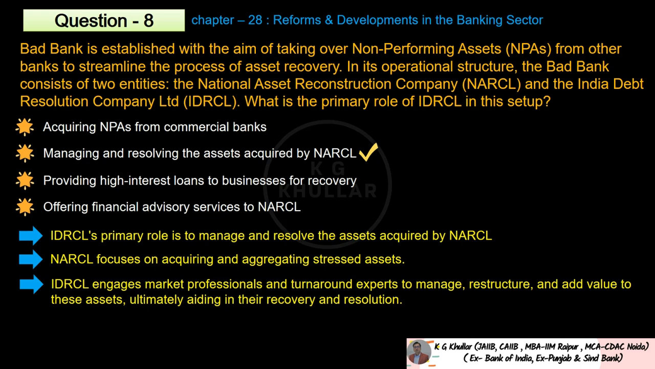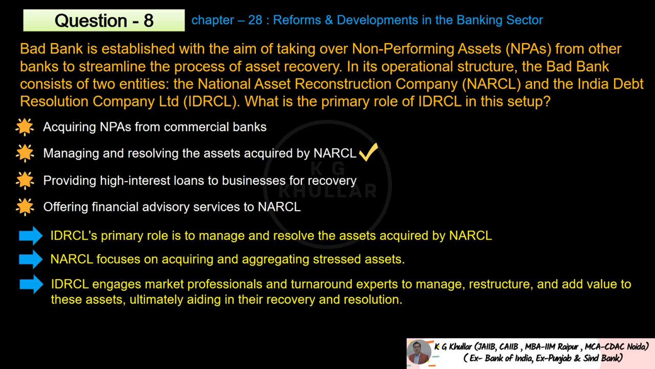Now friends, this is an important question, so please note, in a bad bank, IDRCL's primary role is to maintain and resolve the assets acquired by NARCL, while NARCL focuses on acquiring and aggregating stressed assets. So IDRCL operates as a service company that engages market professionals and turnaround experts to manage, restructure and add value to these assets, and thus ultimately aiding in their recovery and resolution. So the correct option for the given question is option B.